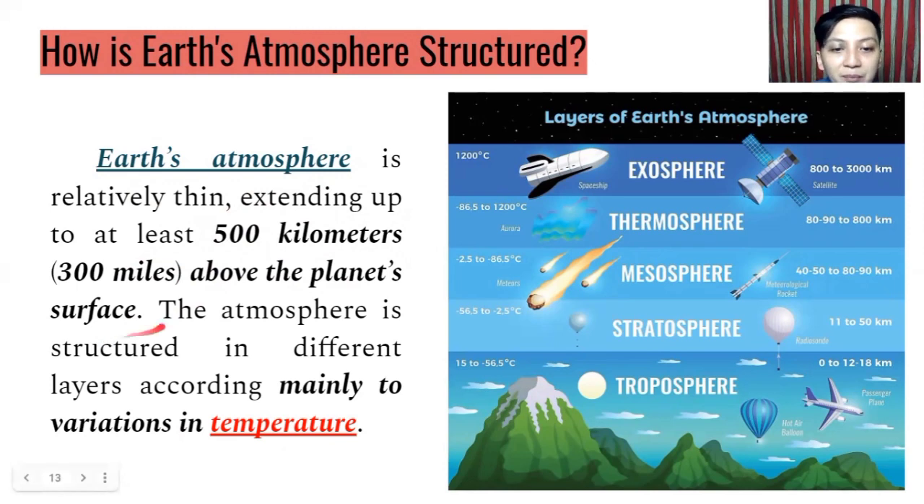So Earth's atmosphere is relatively thin, extending up to at least 500 kilometers, which is 300 miles above the planet's surface. The atmosphere is structured in different layers according mainly to the variations in temperature. So basically, they are divided or they are in different layers because they have different temperature. Okay? So here are the layers of the Earth. Let's start from nearest to the landforms or our sea level. So we have the Troposphere, and then followed by the Stratosphere, followed by the Mesosphere, followed by the Thermosphere, and then the last layer of the atmosphere is the Exosphere.